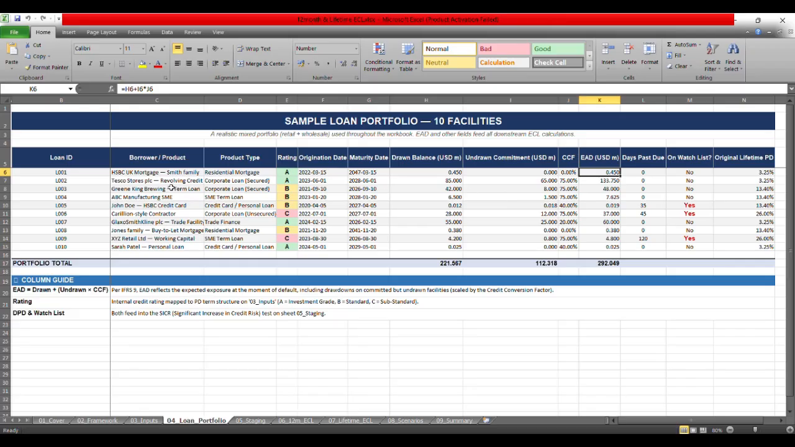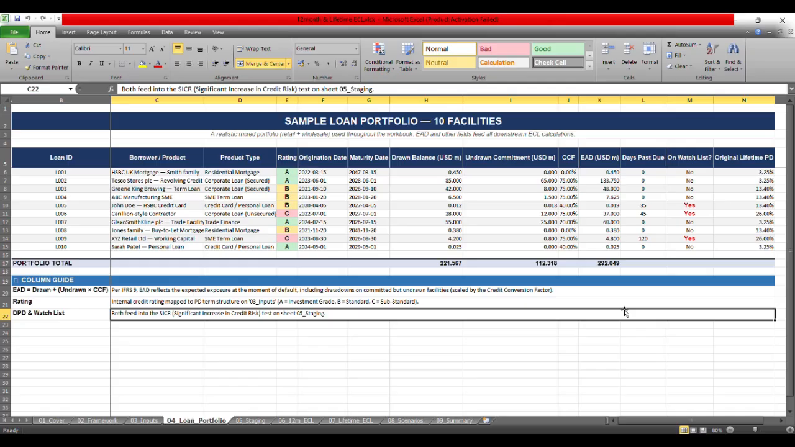So let's pick up an example, say Tesco. For Tesco, it is computed that 133.75 million is the EAD, the outstanding exposure, right? And if I add all 10 together, I am getting 292.049 million, and that's the total dollar amount at risk.